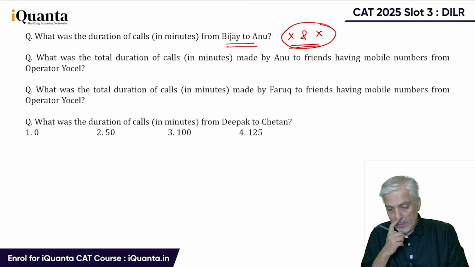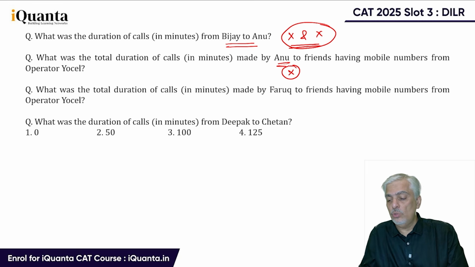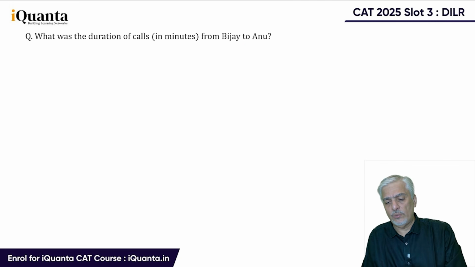What was the total duration of call in minutes made by A to friends having mobile number from Y? So A is somebody who's got X and we want to find out his number of minutes where he called people with Y, not where he called B. What was the total duration of call made by Farooq to friends having mobile number from operator Y? And what is the total duration from Deepak to Chetan? Let's go through. As we go through the data, we'll decide how the set was.